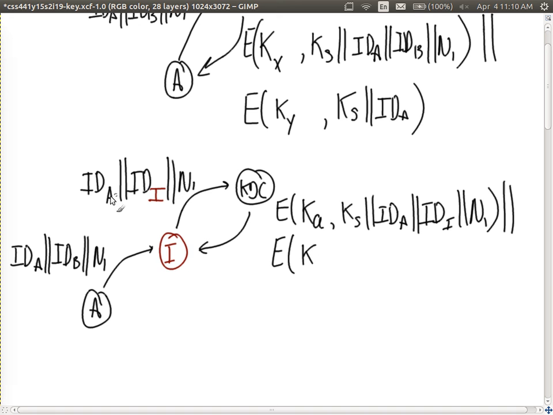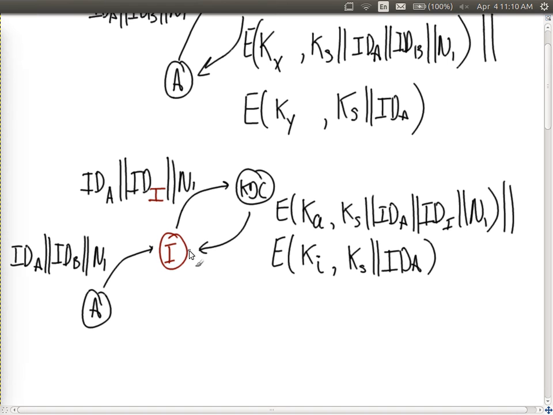The KDC thinks this communication is between user A and the imposter I. The imposter I has registered its master key, so it will be encrypted with KI here. And what is it? It's the session key, KS, combined with the identity of the initiator. I can decrypt the second part. They learn KS. So they have learned the session key, and that's good from their perspective. That's one of their aims. Learn the session key that A and B are about to use.